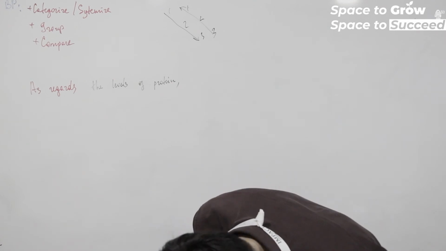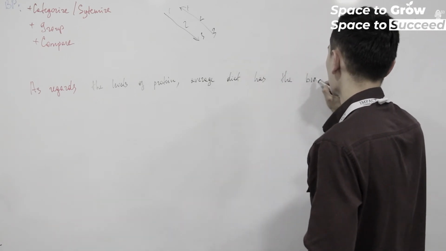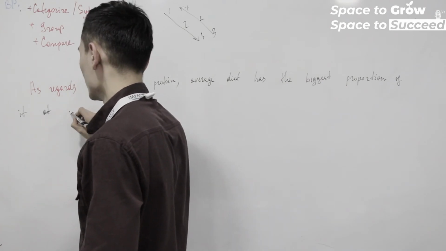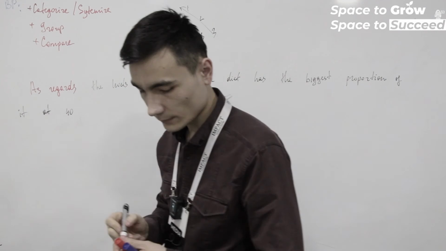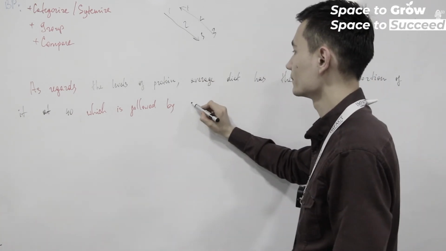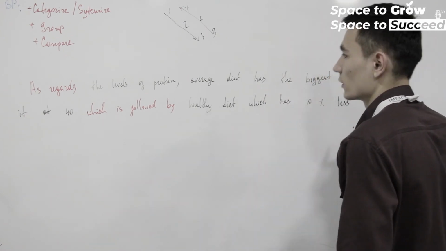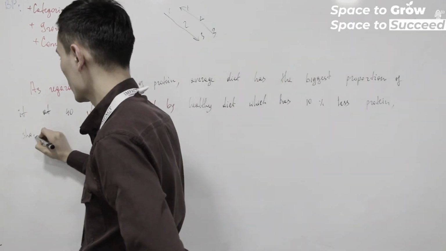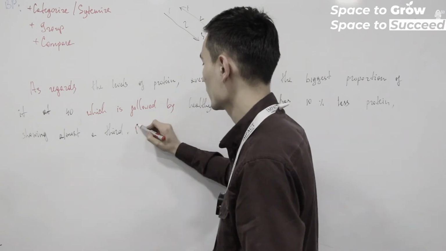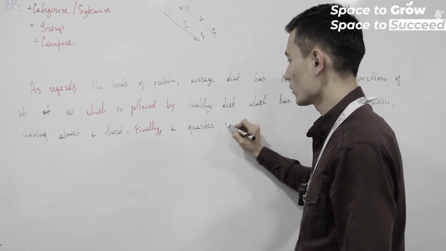The levels of protein. I start with the highest. It is average diet. Average diet has the biggest proportion of it, and 40% maybe. Let's go 40. Followed by the healthy diet. Healthy diet is 30%, which has 10% less protein, showing almost a third. And a quarter of.